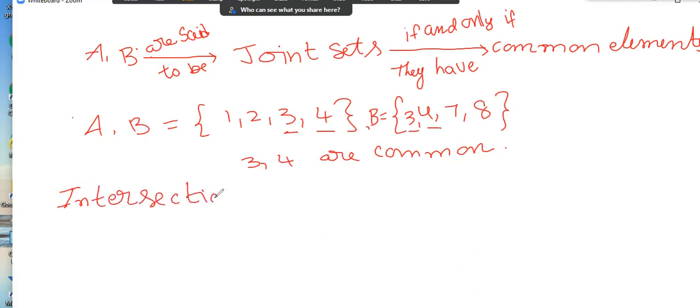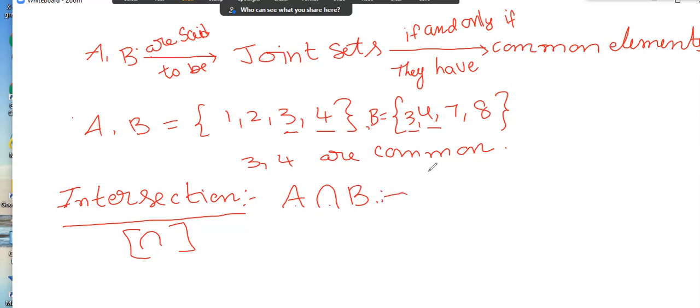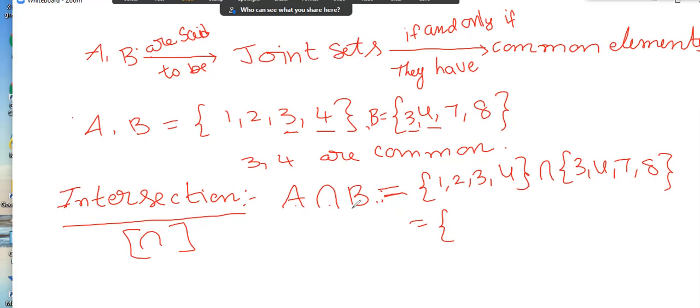What is this intersection? Intersection is indicated by the reversed U symbol. If A and B are two sets, the intersection of A and B is indicated by A intersection B. This is the intersection symbol. Now let us see how to find A intersection B. A is {1, 2, 3, 4} and B is {3, 4, 7, 8}. Intersection means the elements common to A and B.